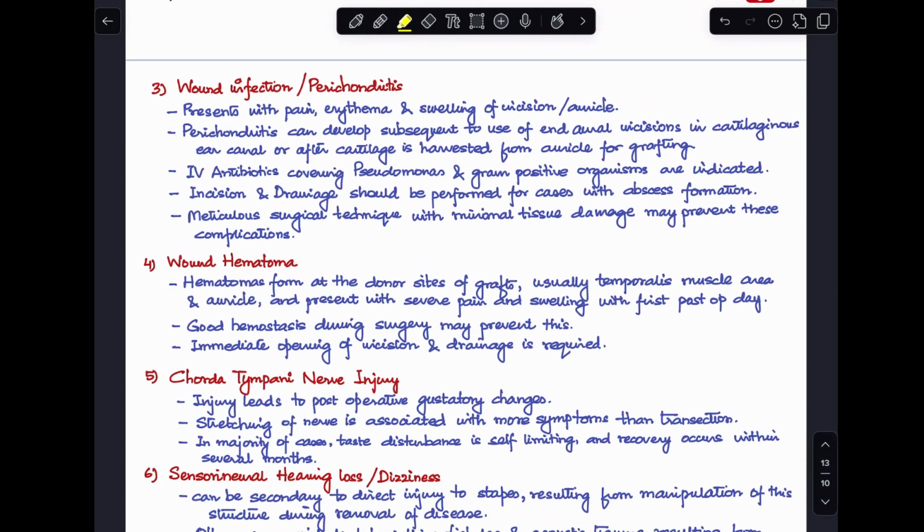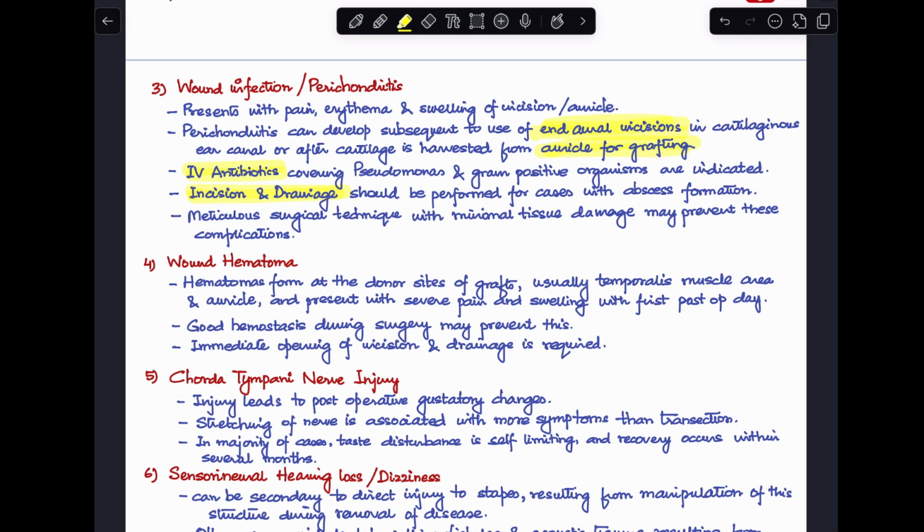Third complication is a wound infection or perichondritis. These patients usually come to you with pain, erythema, and swelling of the incision site or the auricle. And perichondritis can develop usually subsequent to the use of endaural incisions in the cartilaginous ear canal or after cartilage is harvested from the auricle for grafting. In these cases, how do you treat them? You give IV antibiotics covering Pseudomonas and gram-positive organisms, and incision and drainage is performed for cases with abscess formation. This is completely avoidable by following meticulous surgical technique with minimal tissue damage.